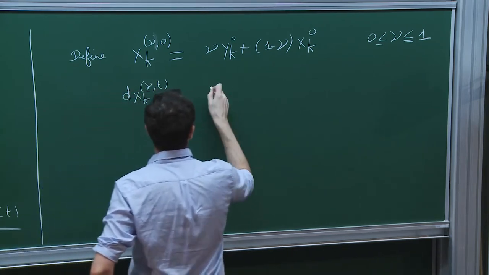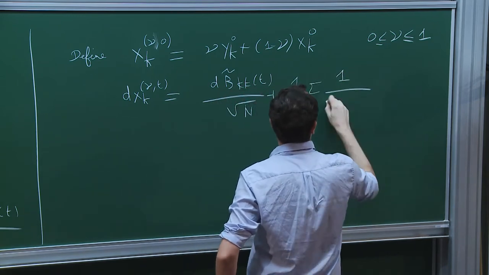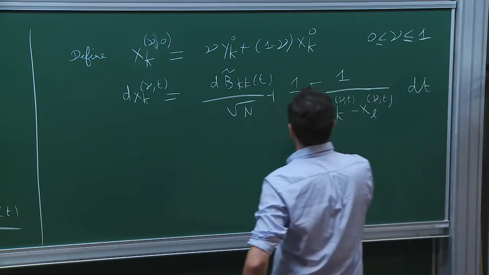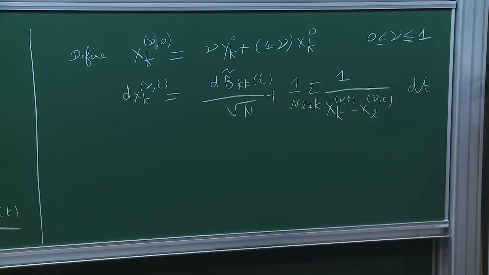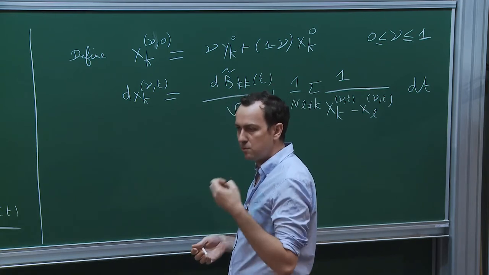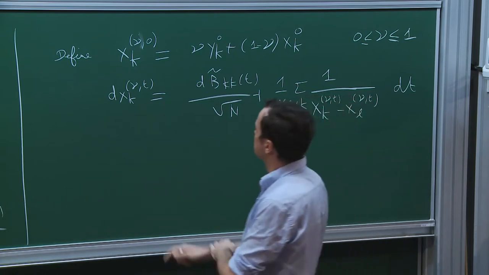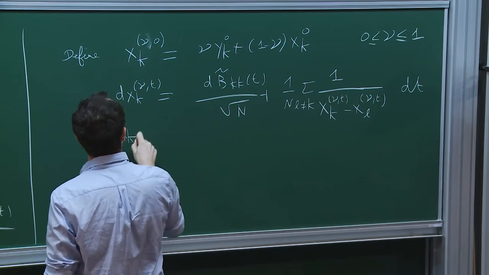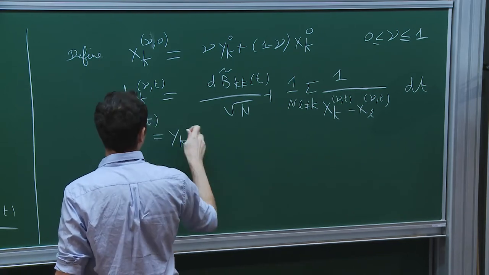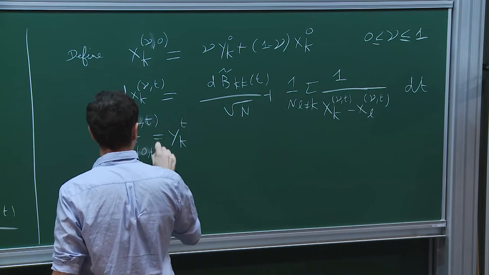So if I can prove that the derivative in nu at time t of this object is very small, then it will imply, by integrating over nu, that my values of x_k and y_k are very close. Because of course, remark that x_k(nu=1, t) is just equal to y_k(t), and x_k(0, t) is my lambda_k.